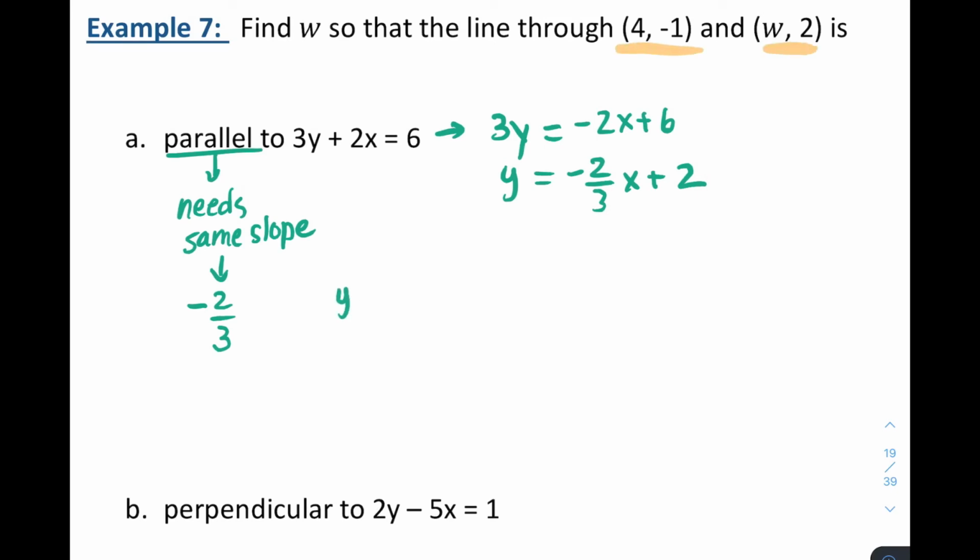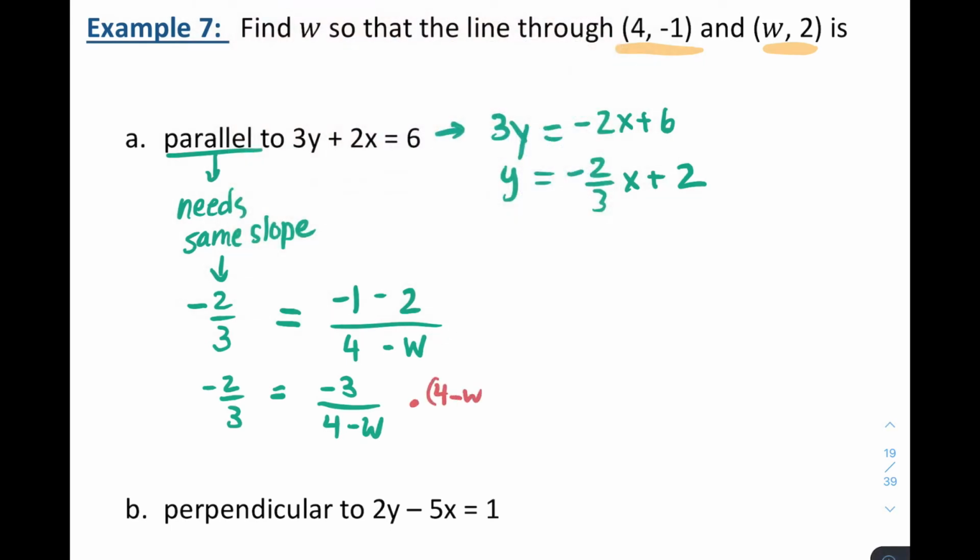So let's set that -2/3 equal to my slope calculation formula. If I plug in my y values of -1 and 2, and then on the bottom, my x values of 4 and w, then that should equal my slope of -2/3. So let's solve for w. Well, I have 4 minus my variable that I'm solving for in the denominator. So I went ahead and subtracted -1 and -2. I'm going to have to multiply to get that out of the denominator.